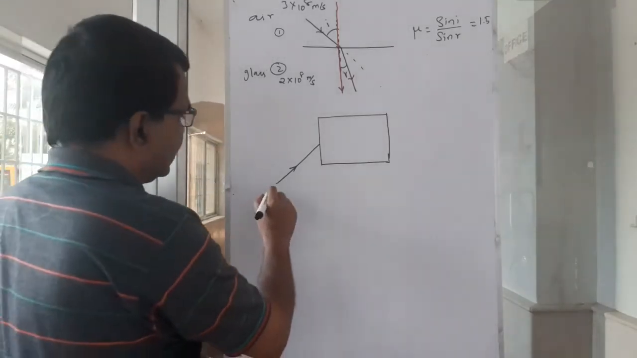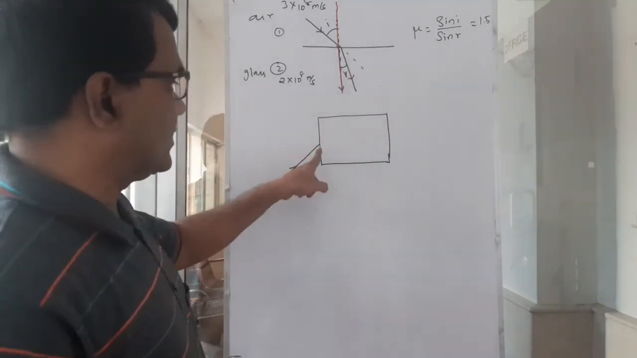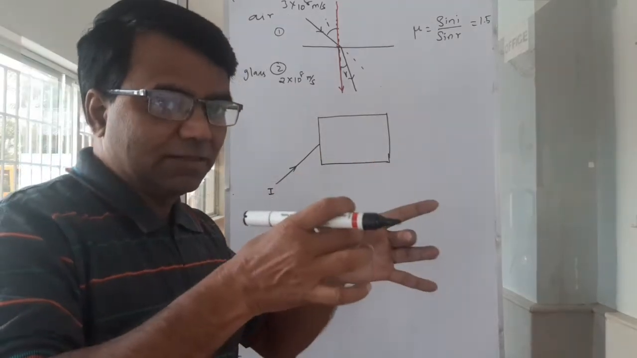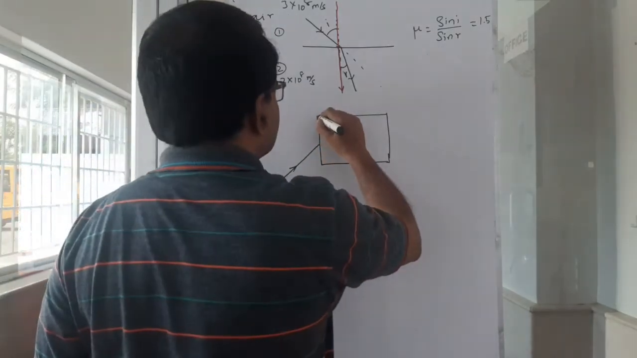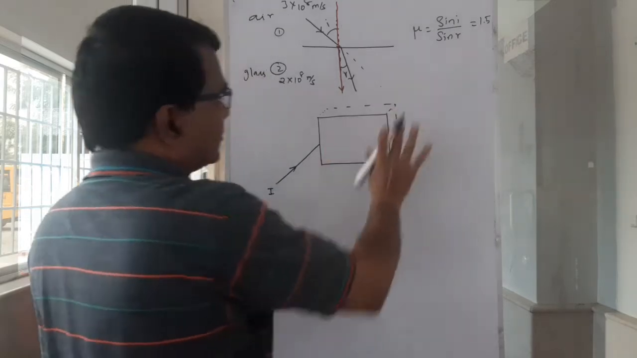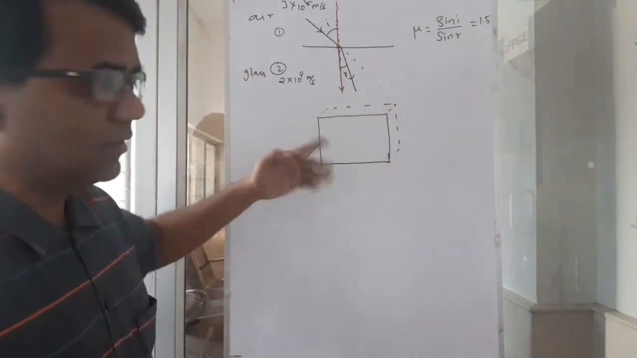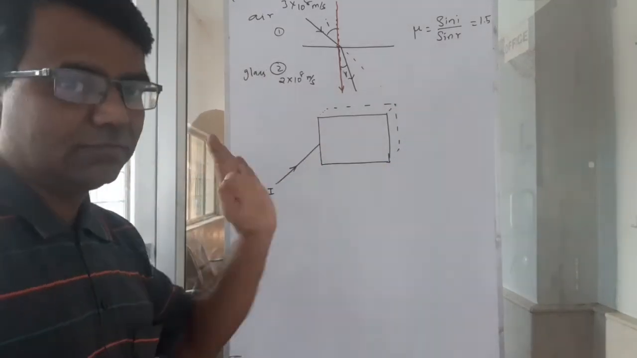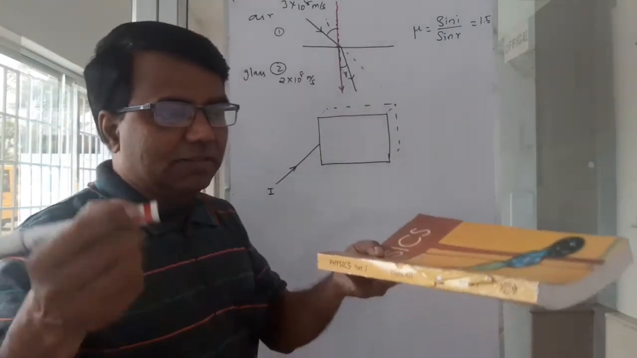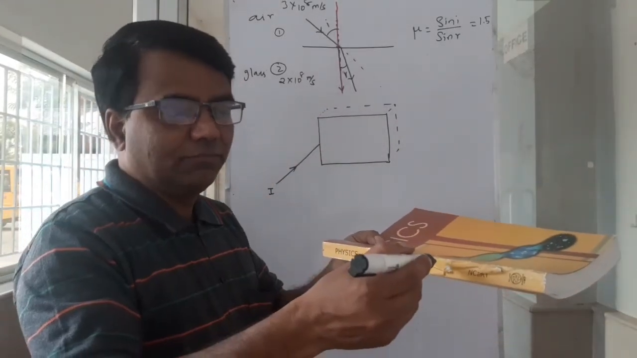So this is my incident ray. It hits the slab on this side. It's a thick glass slab, okay? So you have something like this. Let's hit it to that side. Like that. So this is the slab, and it's hitting it here.